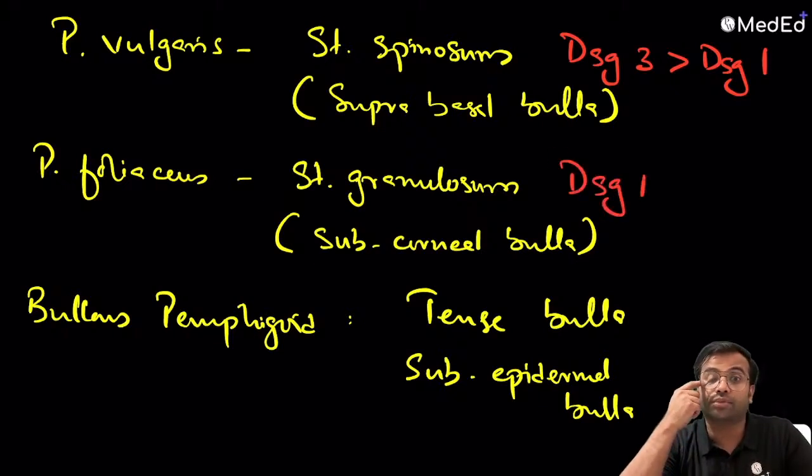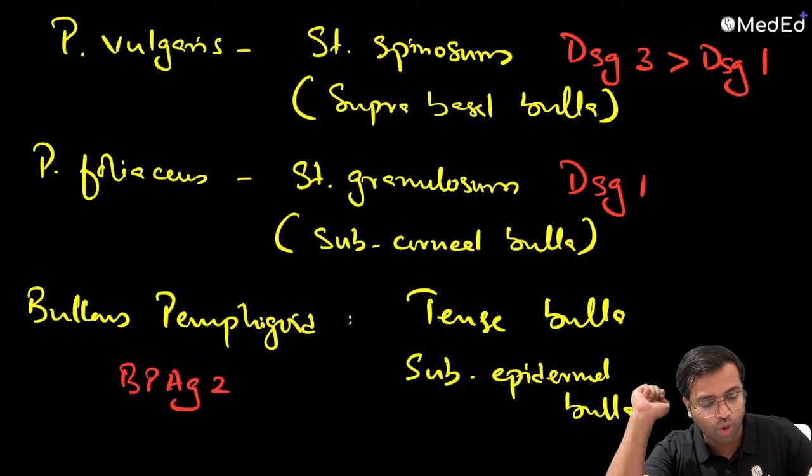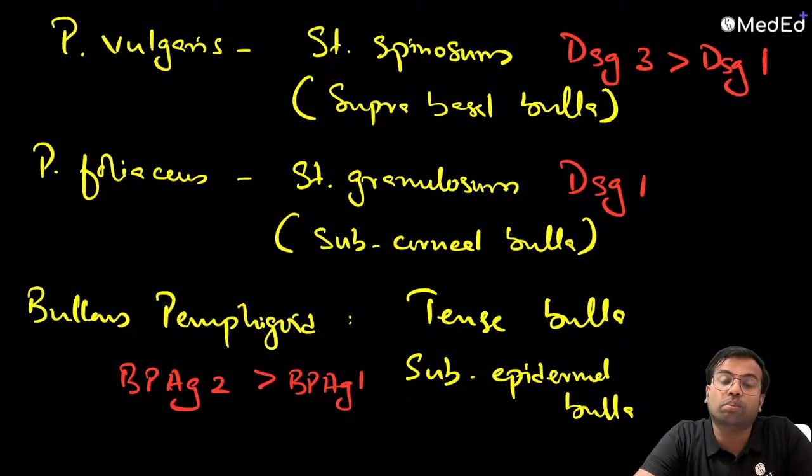Now, what is the defect when it comes to bullous pemphigoid? When it comes to bullous pemphigoid, the defect is going to be BPAG2 more than BPAG1. So that is going to be the defect when it comes to bullous pemphigoid. So please remember all these points. It's quite a volatile topic when it comes to dermatology. That is a vesicular-bullous disease. But you have to remember all these things.